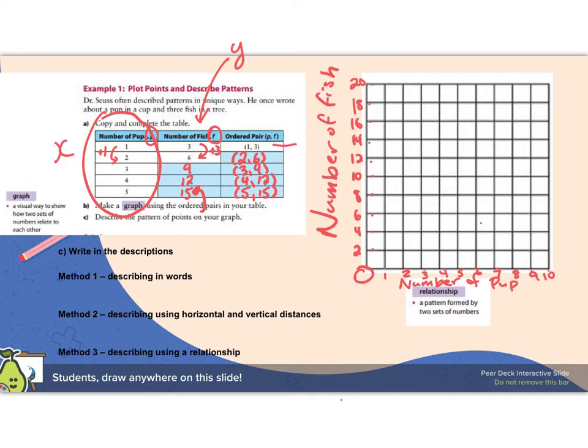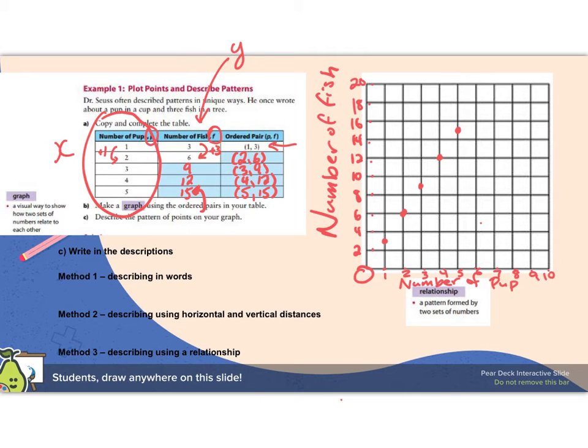So the first ordered pair is 1, 3. So I would go 1 on the x, 3 up, and that's in between 2 and 4. Here would be my first dot. My second dot is 2, 6. My third dot is 3, 9, 4, 12, and then 5, 15. So you can see it should make an exact straight line going through.